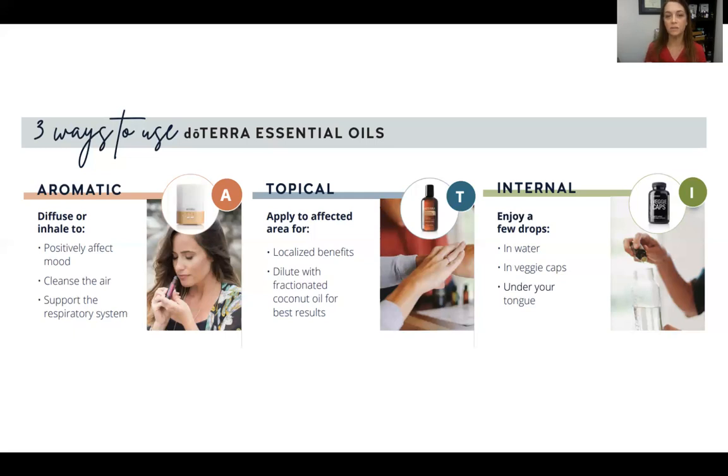The only safety precaution that we want to be careful of when using oils topically is that citrus oils, so wild orange, grapefruit, lemon, they're all photosensitive.